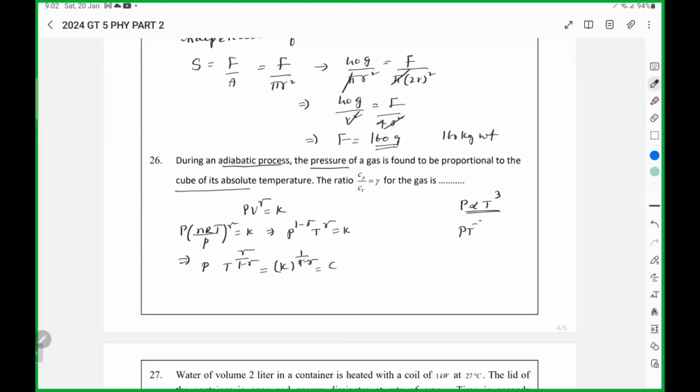Here it is P T power minus 3 is constant, which implies gamma here is 3 by 2. So 1.5.